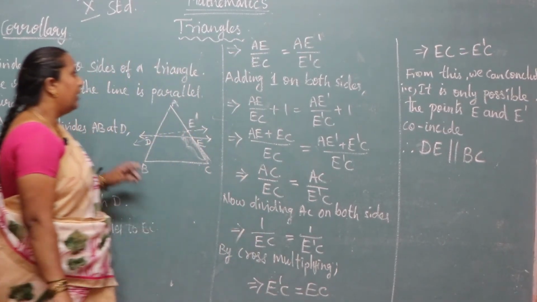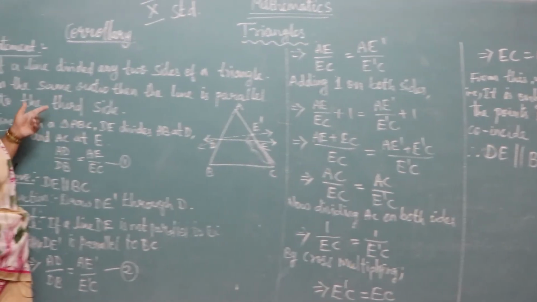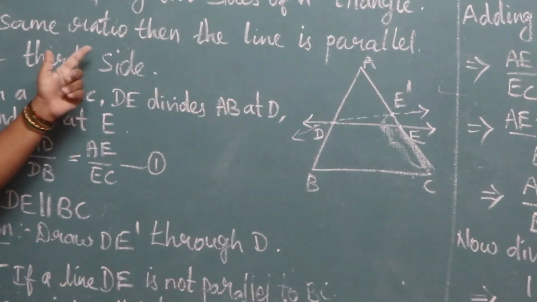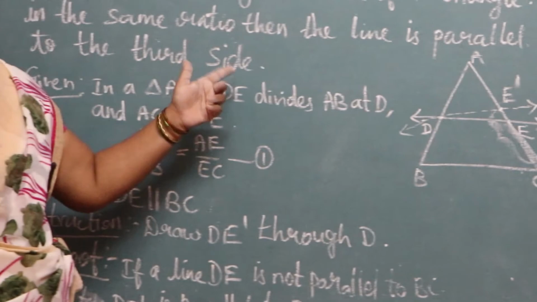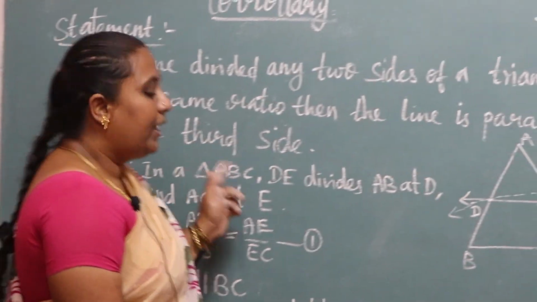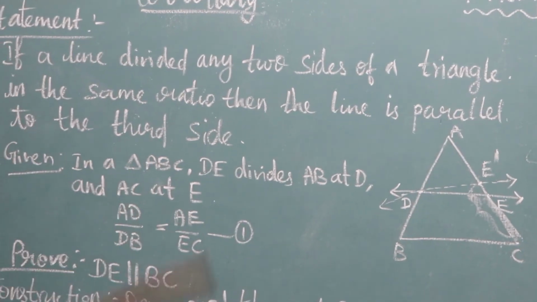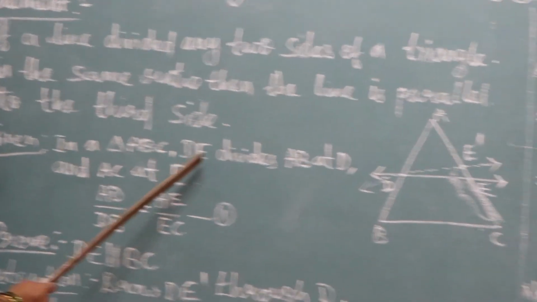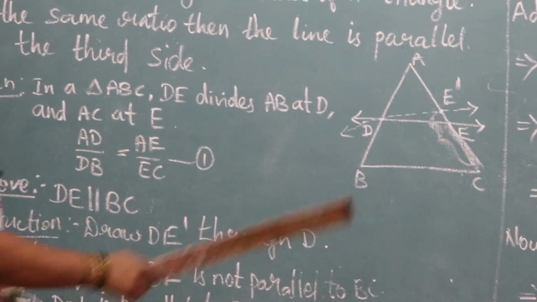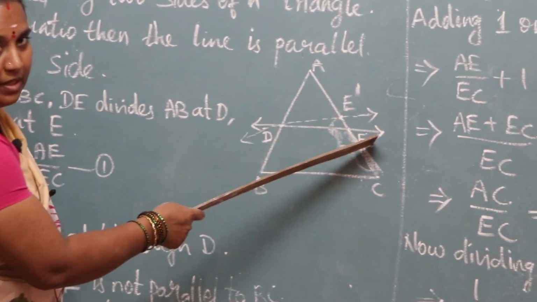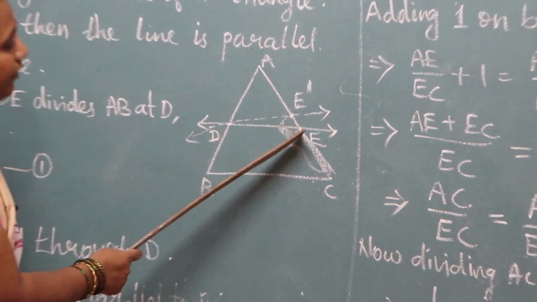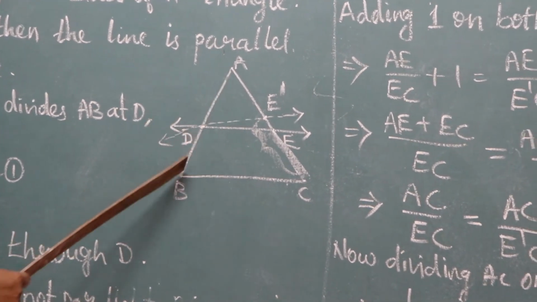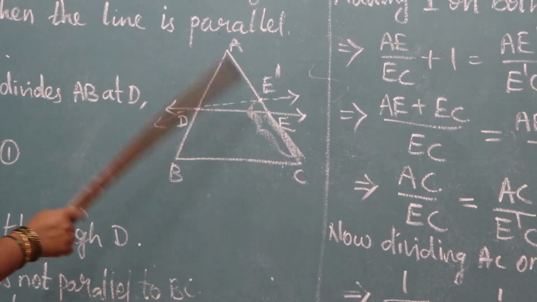Understood, children? See once again, what is the corollary of the BPT theorem? If a line divides any two sides of a triangle in the same ratio, then the line is parallel to the third side. So what is given in this? A line divides any two sides of a triangle in the same ratio. That is, a line DE divides two sides of the given triangle ABC. D intersects AB at D, and AC at E.